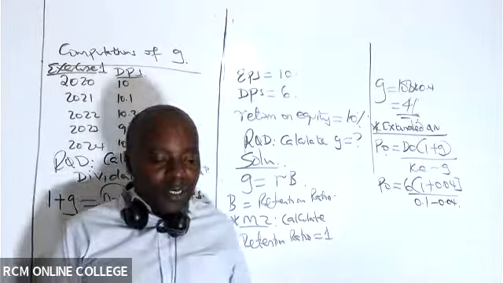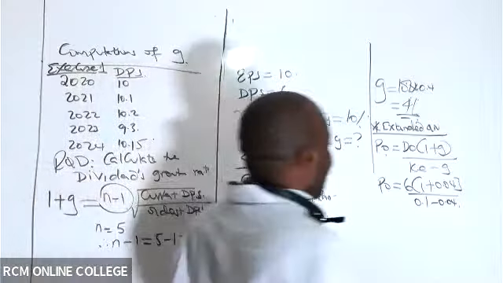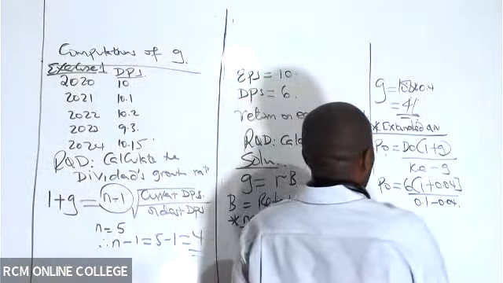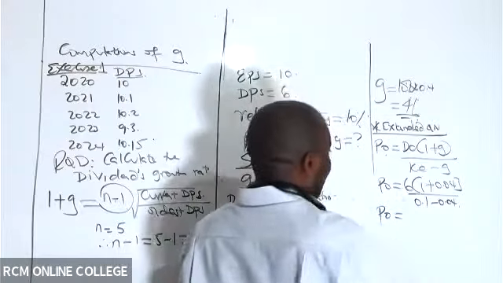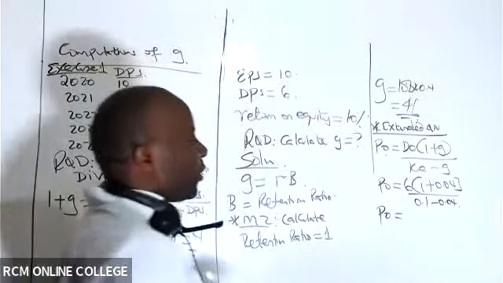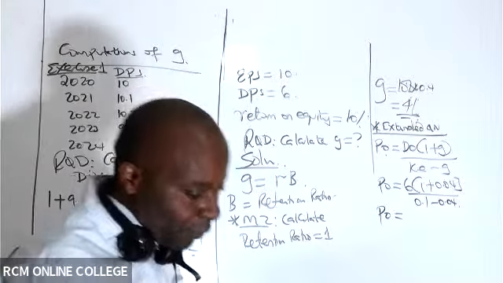Can somebody go ahead and give me the numerator? Our P0 will be 6 times 1.04. What is 6 times 1.04?